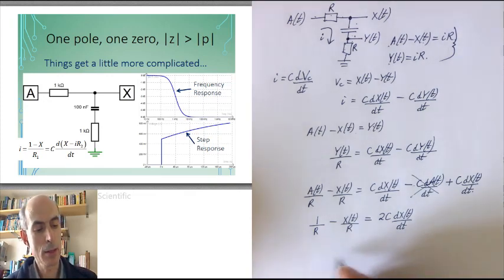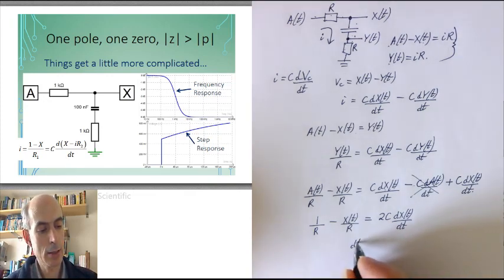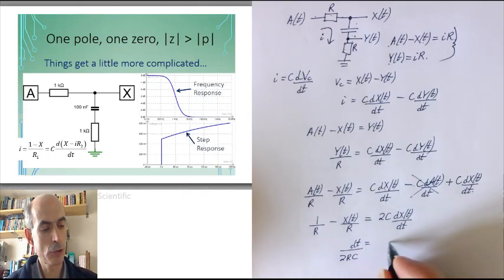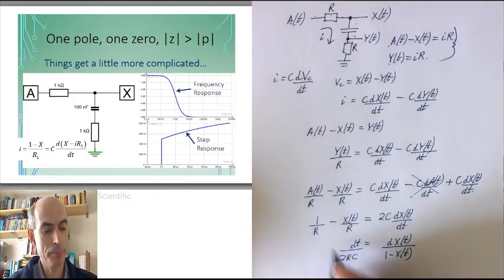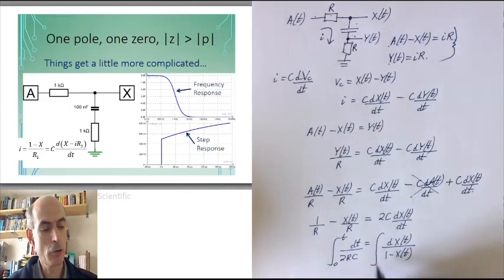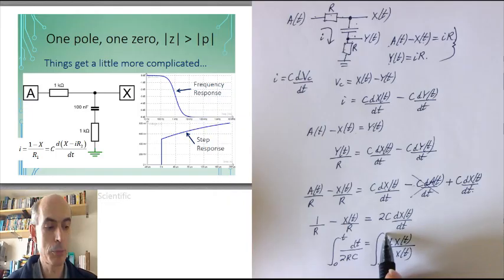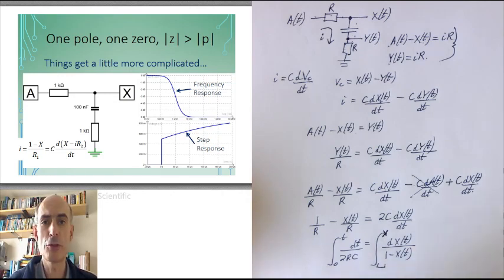This gives me dt over 2RC equals dx dt over 1 minus x of t. And we've integrated this type of thing before, from 0 to t, from its initial value up to the value at any particular time of interest, x. But we need to know the initial value in order to do this integration.